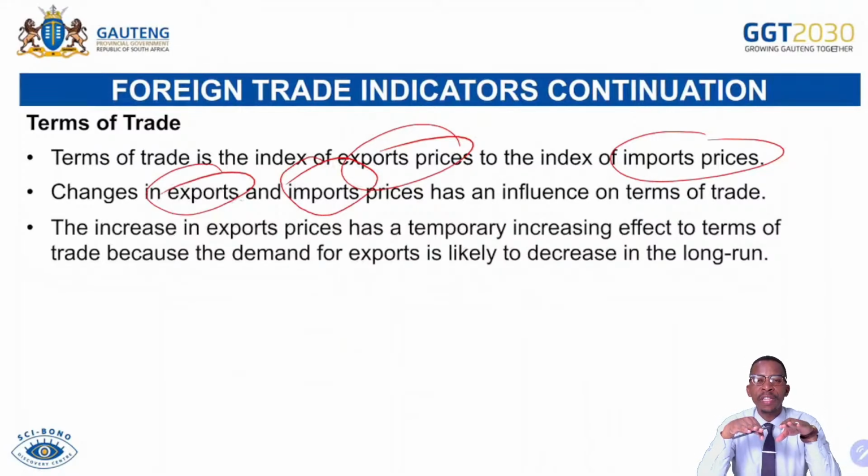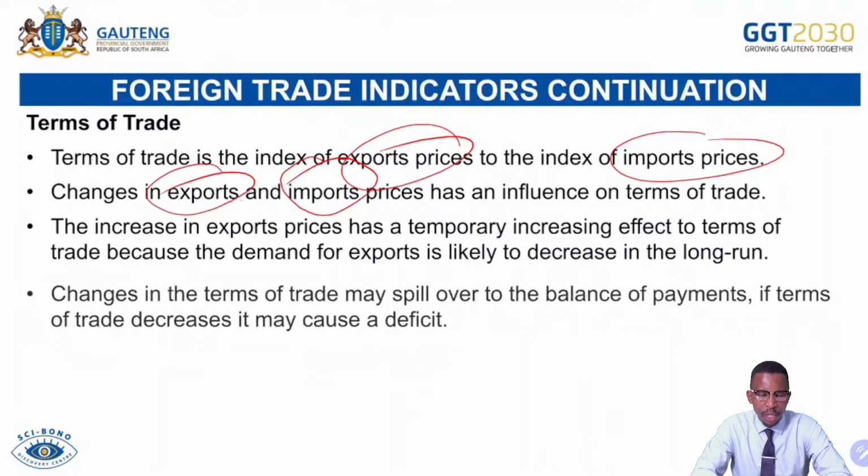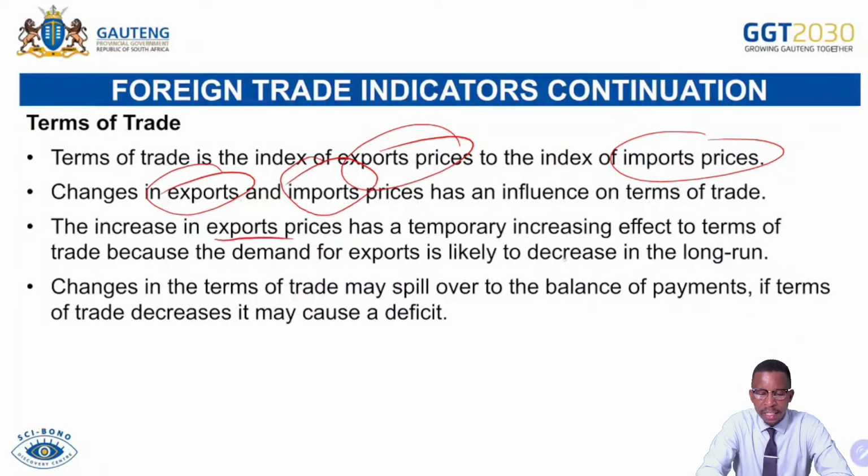So if the income being earned on exports is less than the money that is paid out, we have an issue because the money we earn cannot afford to pay for all imported goods and services as a country. So the increase in export prices has only a temporary increasing effect on terms of trade because demand for exports is likely to decrease in the long run. So changes in terms of trade may spill over to the balance of payment. If terms of trade decrease, it may cause a deficit.